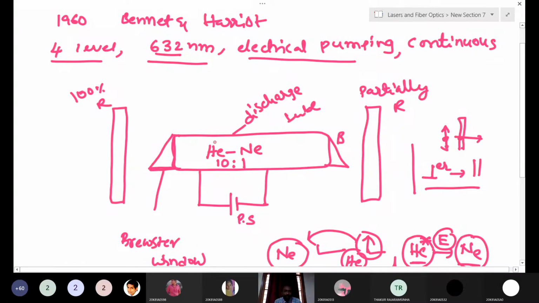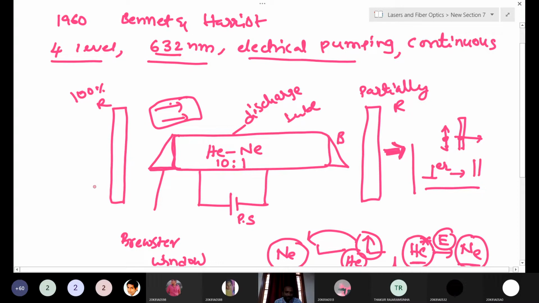These photons go through the amplifier resonator, and are reflected multiple times at the back 100% reflector mirror, then all of them will come into the same phase. All photons will come into the same phase, and this will be emitted from the partially reflecting mirror.